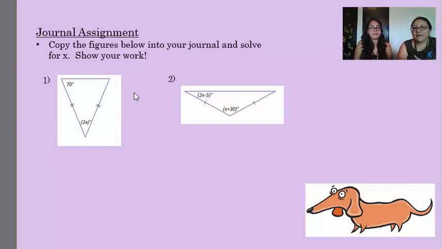All right guys, and then we have journal time. Figure out how to solve for x for the first one. Keep in mind where your base is, where the legs are, and also what is congruent to each other. Right, good luck guys.